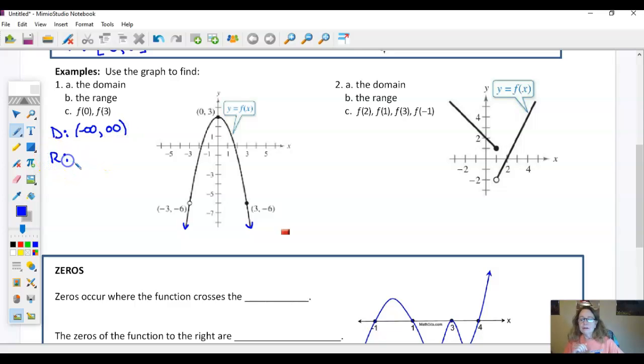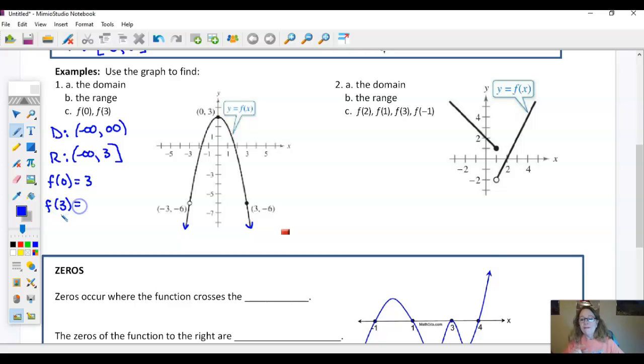Now our range, bottom up, what's the lowest value? I see arrowheads. So that's going to be a -infinity. And how high up does it go? Right here to 3. And it does include 3, so we're going to use a square bracket. And then let's find f of 0. So it means, what is the y value when x is 0? So find where x is 0. What is that y value? That is 3.